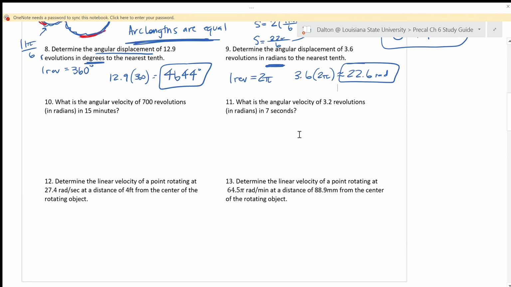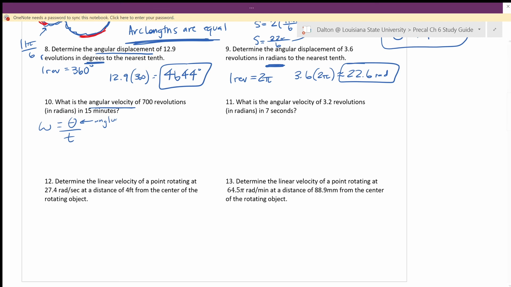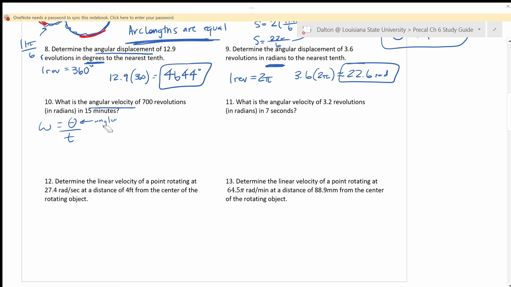Number 10, what is the angular velocity of 700 revolutions in radians in 15 minutes? You need to be able to generate the formula for angular velocity on your test. For that, we use omega is equal to theta over t, where theta stands for the angle, particularly our angular displacement.